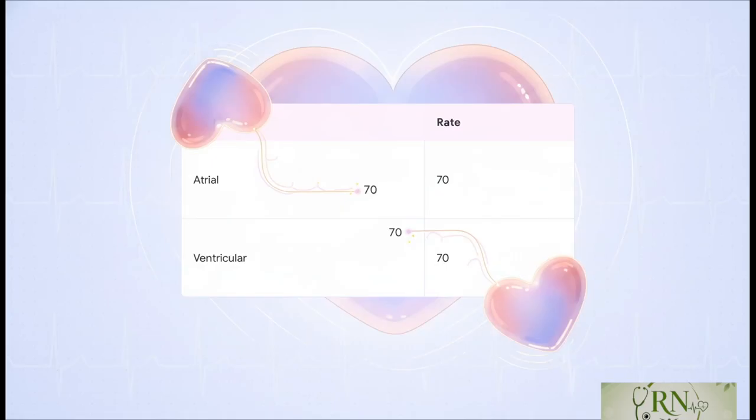Now remember, we don't just look at one generalized number, we actually have to look at both the top and the bottom chambers of the heart. Based on our source data for this specific strip, we have an atrial rate of exactly 70, and right next to it, a ventricular rate of exactly 70. They are perfectly matched, firing in total harmony at 70 beats per minute. Clinically speaking, this is huge. It tells us the electrical signal is starting at the top of the heart and being successfully received by the bottom, with no rogue pacemakers trying to hijack the system.